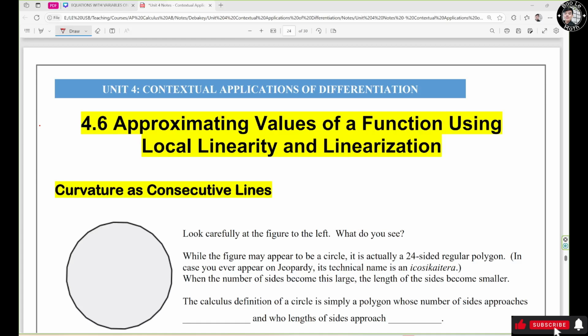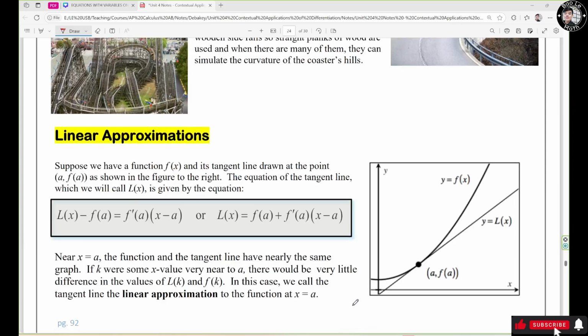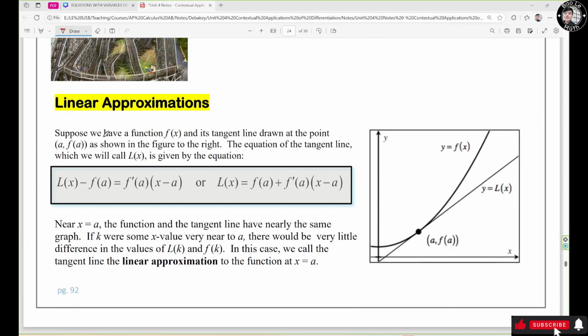Hello everyone, in this video we're going to explore topic 4 concept: approximating values of a function using local linearity and linearization. Alright, let's take a look at linear approximation. Suppose we have a function f of x and its tangent line drawn at a point a, f of a, as shown in the figure to the right.